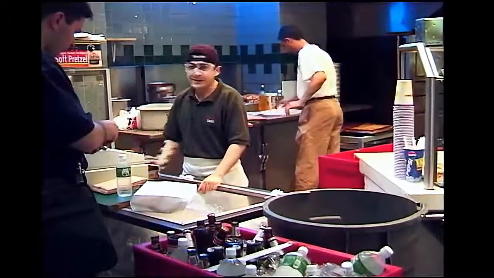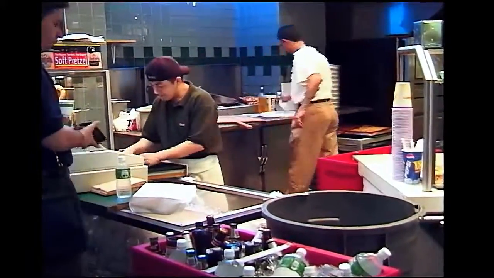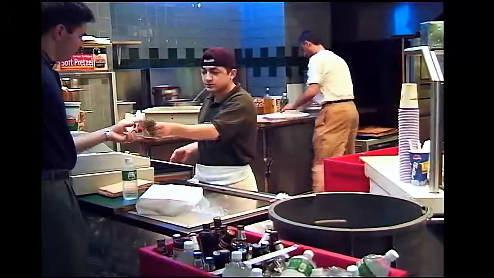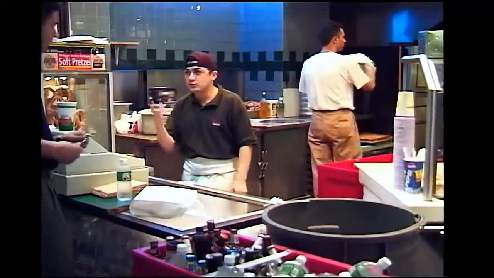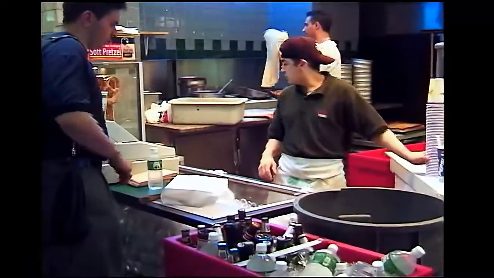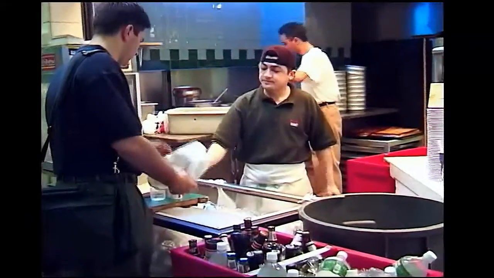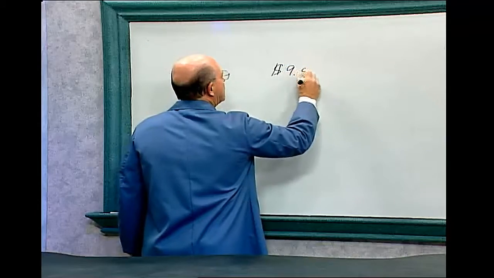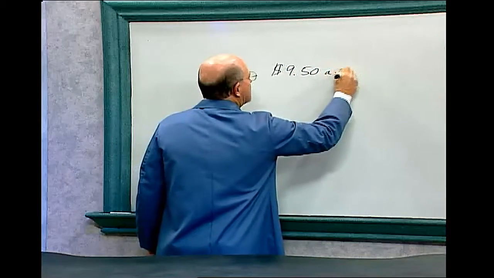Nick works at a pizzeria and makes $9.50 an hour. If Nick works 5 hours overtime at 1.5 times the hourly rate, how much does he get paid for the overtime? Let's figure out this problem. Nick earned $9.50 an hour.